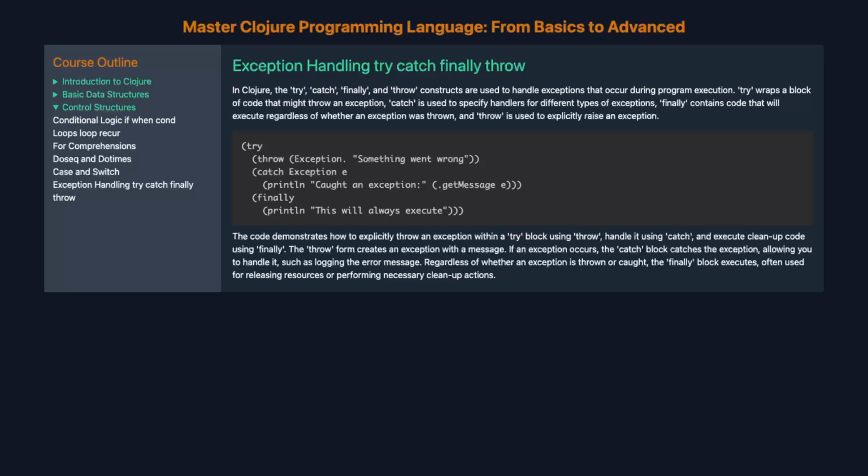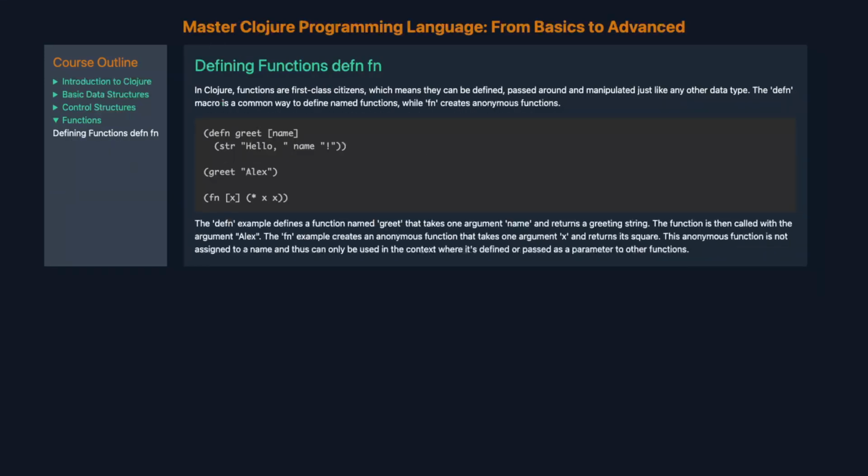The throw form creates an exception with a message. If an exception occurs, the catch block catches the exception, allowing you to handle it, such as logging the error message. Regardless of whether an exception is thrown or caught, the finally block executes, often used for releasing resources or performing necessary cleanup actions. Defining functions, defn, fn.